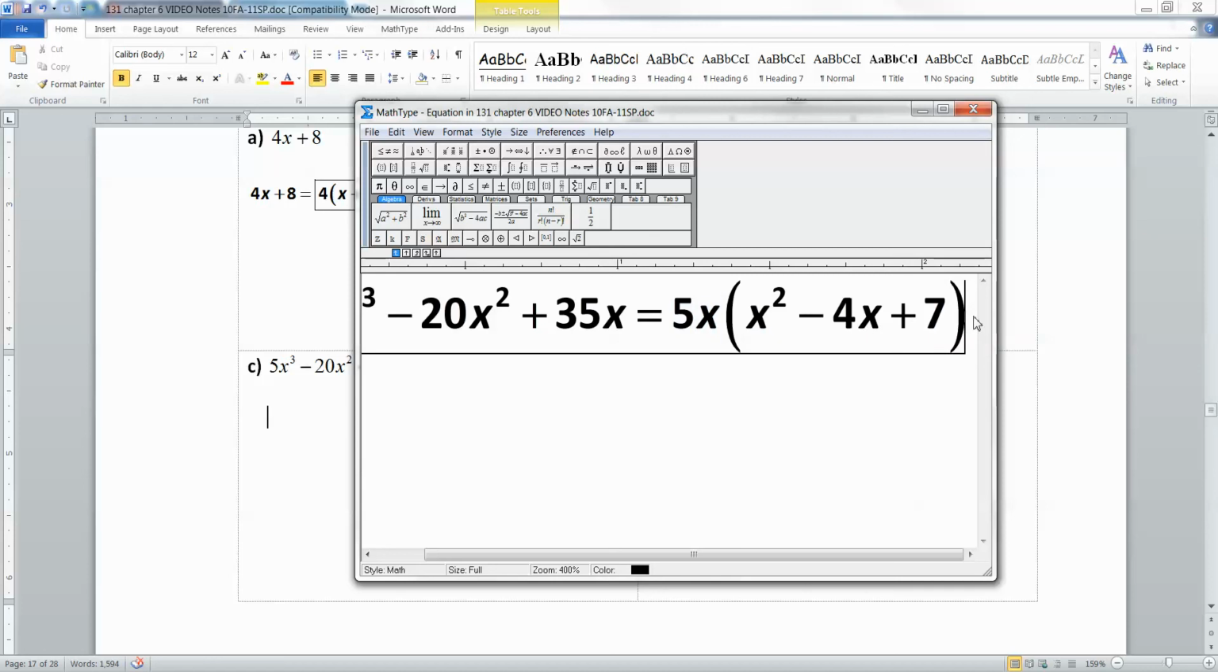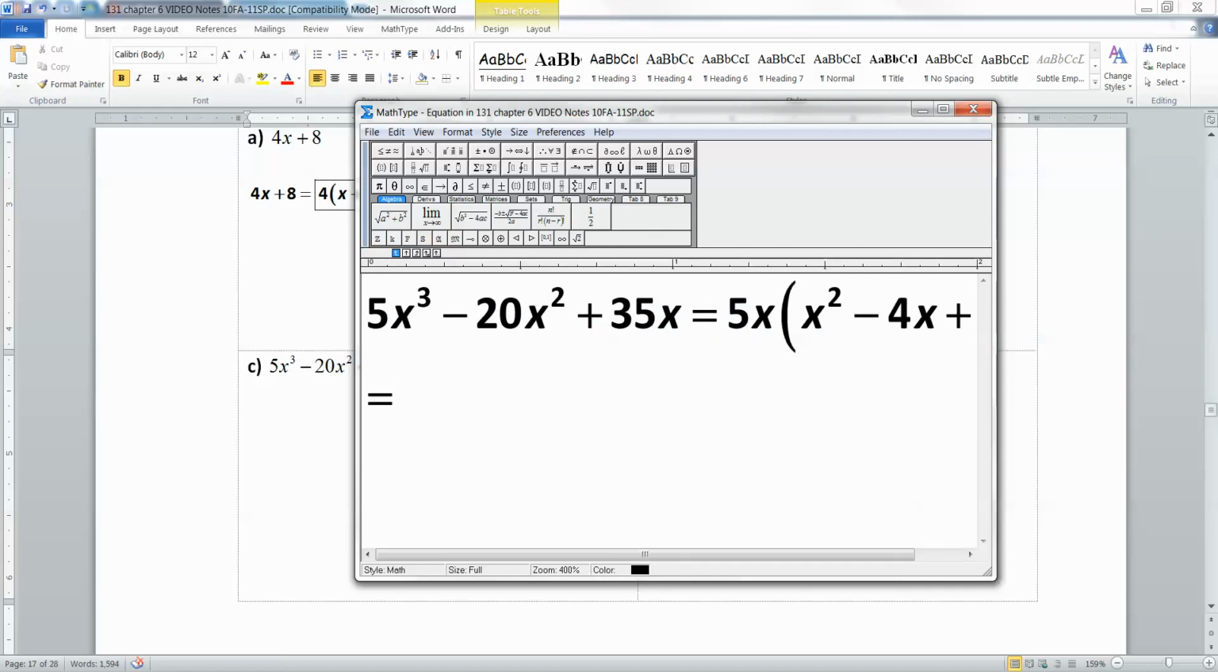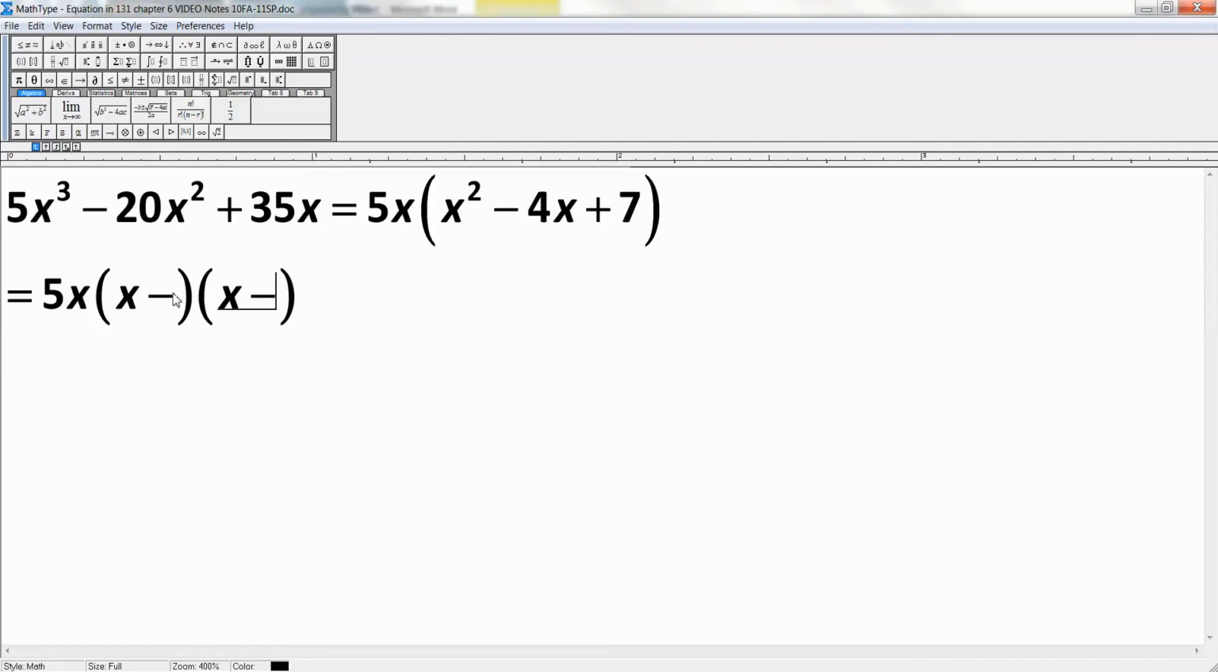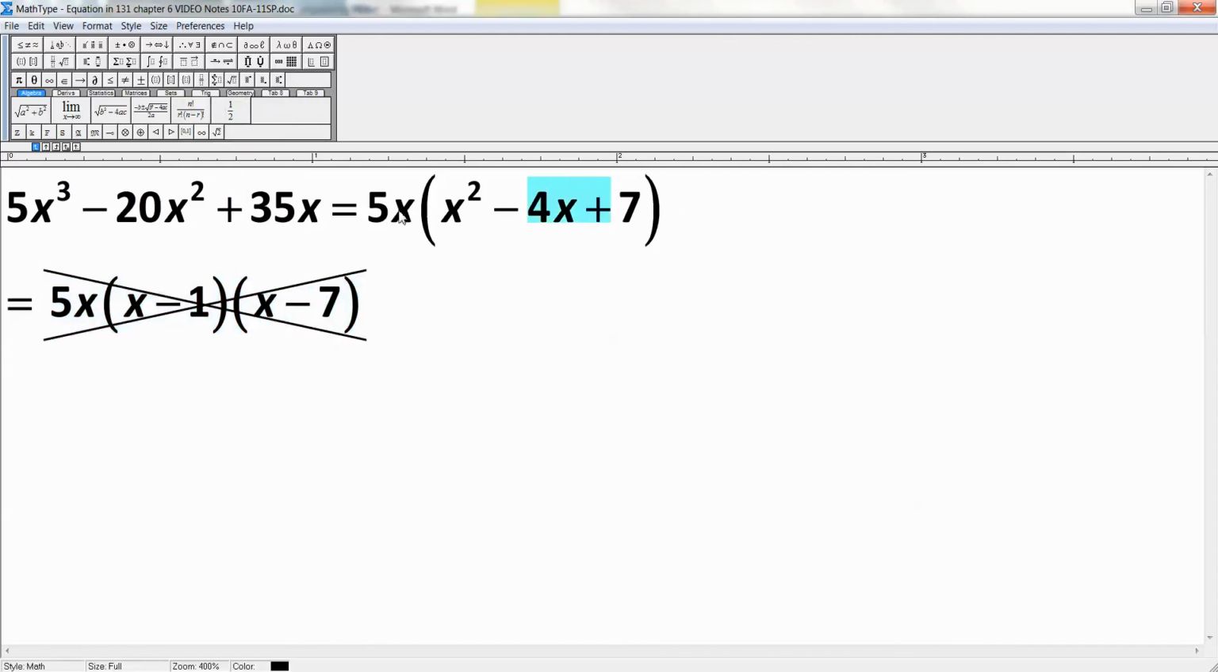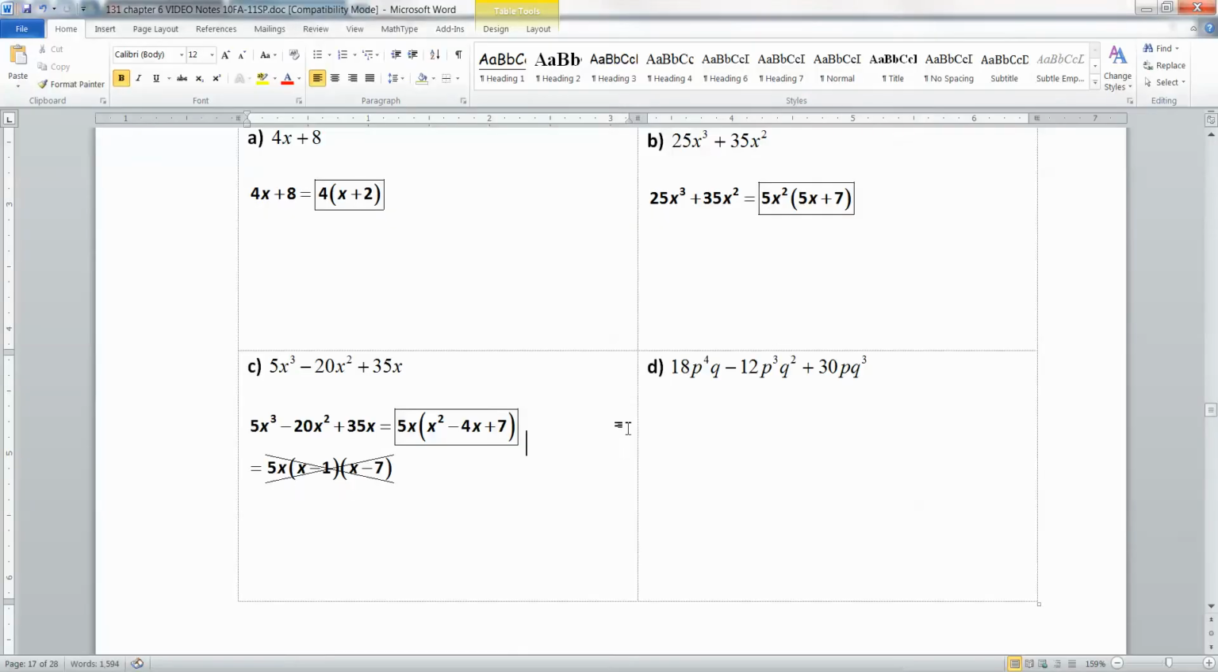Now, you would keep going if you could, but the problem is you can't. So if you try to do x minus something and x minus something, it isn't going to work because the only things that make 7 are 1 and 7, right? And 1 and 7 add up to -8, and we have -4 in the middle term. So this is all no good to us. We don't want any of it. Nope. We are done right here. You always want to try to keep factoring, but in this case, it won't work.